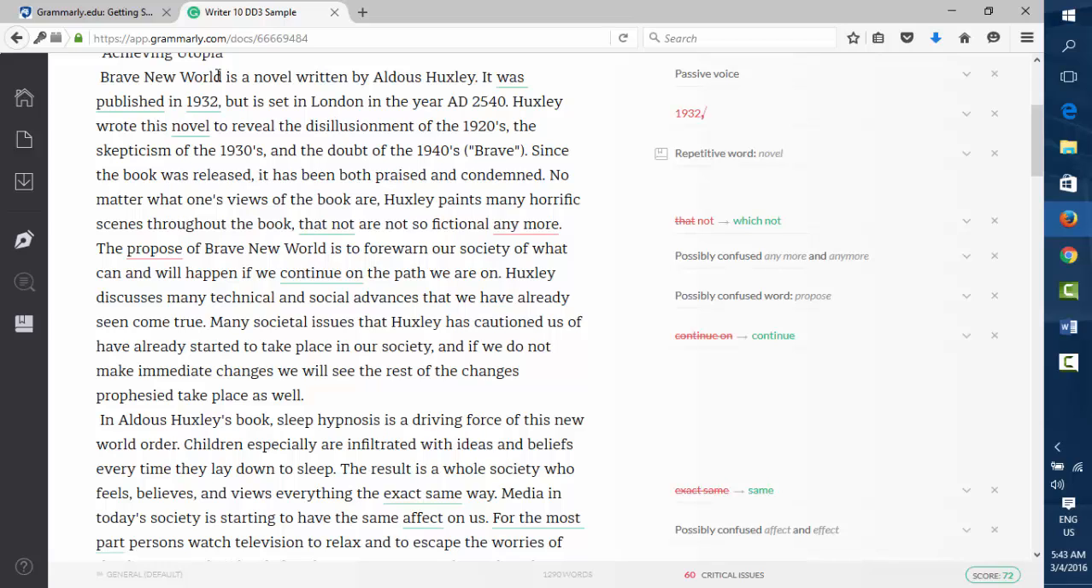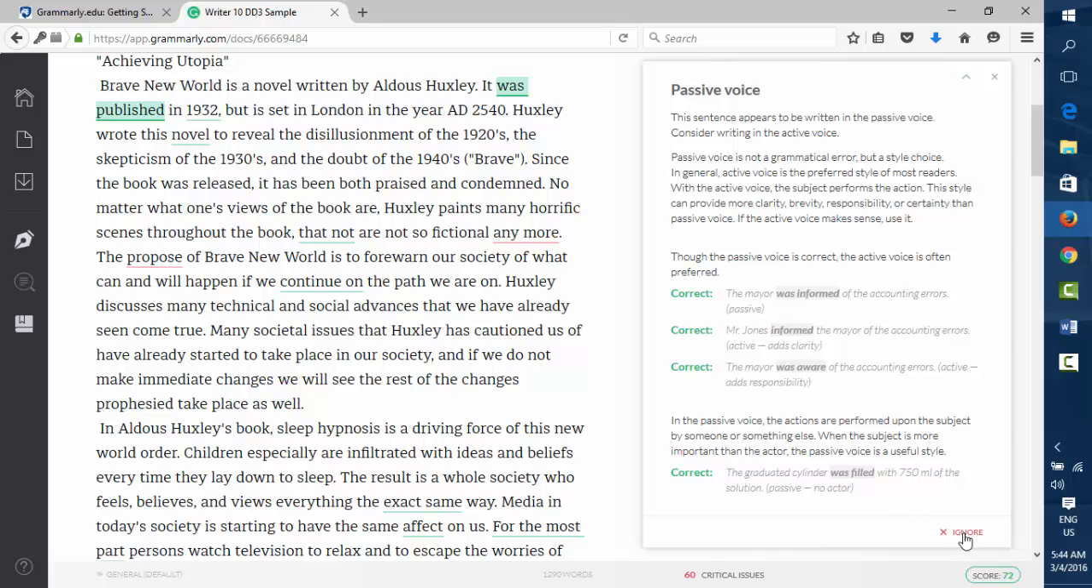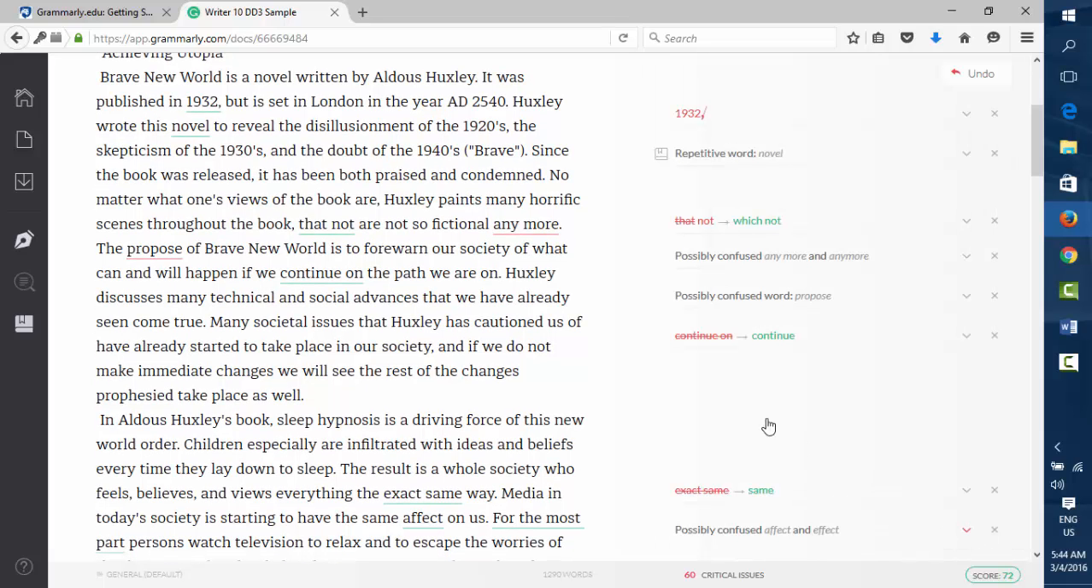Unless we want to make a big deal and say Huxley published it, but Huxley really didn't publish it. The book publisher published it. So this is something where I would rather just ignore it, because I don't think it's an issue.